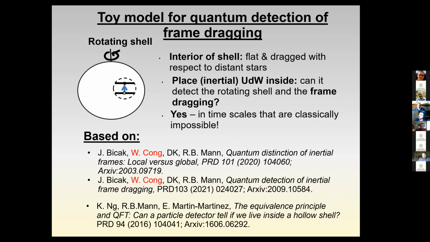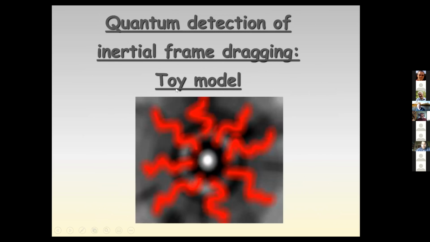Anyway, the talk is based on these two papers, which are basically a trivial generalization of the paper from a couple of years ago by Keys, Eduardo and Rob, where they studied the same situation, placing the Unruh-DeWitt detector inside the shell, but in their case the shell was not rotating, so it was rather a non-local probe of the space-time. Here we are really interested in whether we can detect this frame dragging. All right, so let us do it.